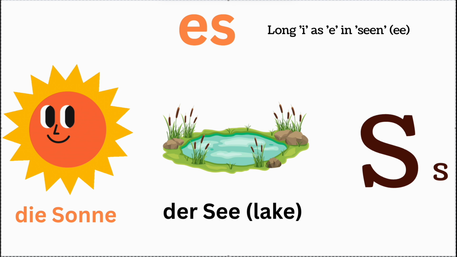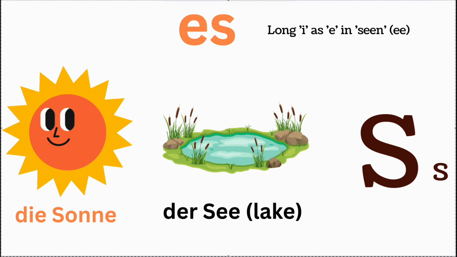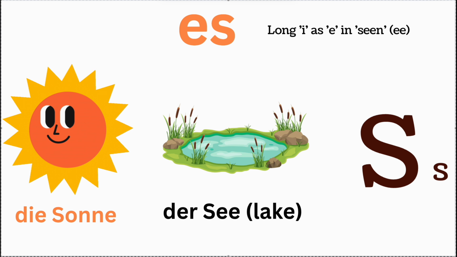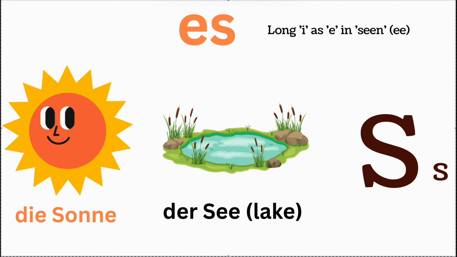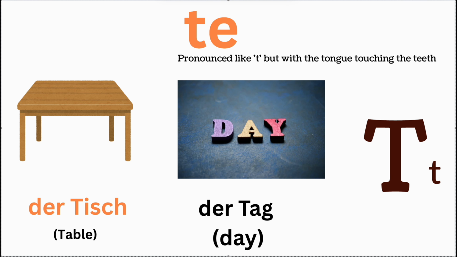S. Die Sonne means sun. Der See means lake. The next one is T. For example, der Tisch. Der Tag. Der Tisch means table. Der Tag means day.